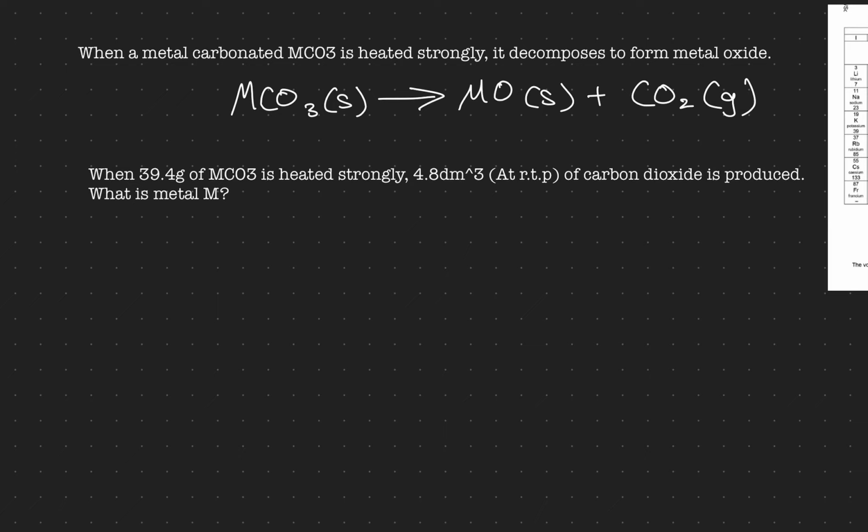Okay, first of all, we need to find the moles of carbon dioxide. So 4.8 dm³ divided by 24 will equal 0.2 moles. That's how many moles of carbon dioxide I have.